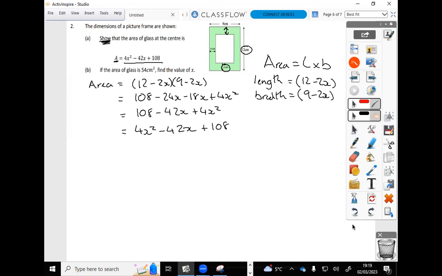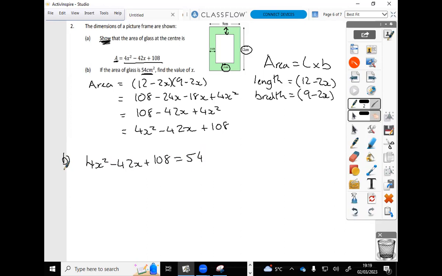All right, for part B, we're going to equate that to this 54. So that's an expression for our area. We're getting told area equals 54. That's how we start part B.